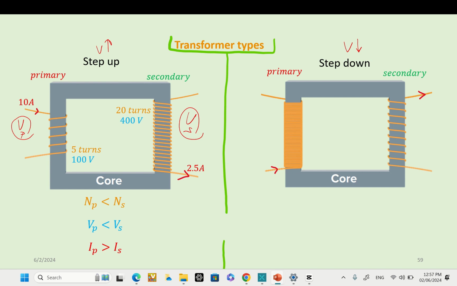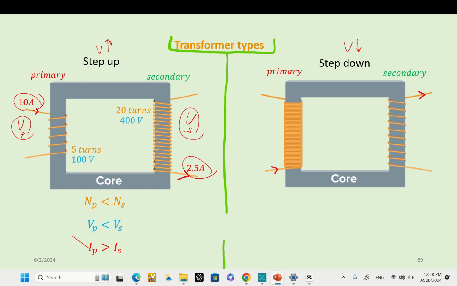But to maintain the same amount of power, according to the law of energy conservation, if we step up the voltage, the current is reduced. That means that the secondary current would be less than the primary current. So you can see here Ip is 10 and Is is 2.5.